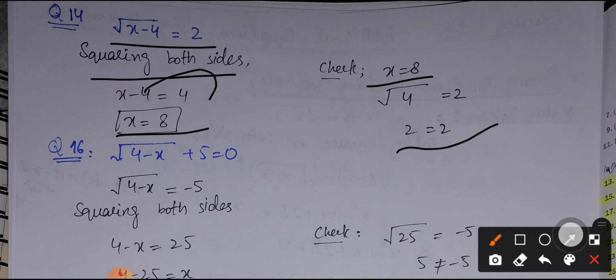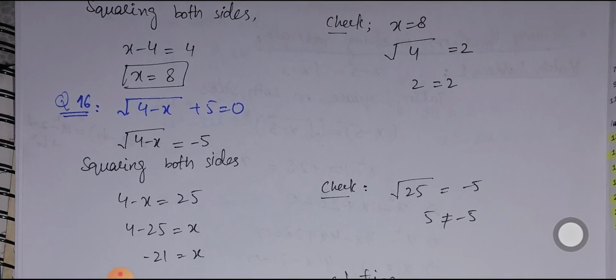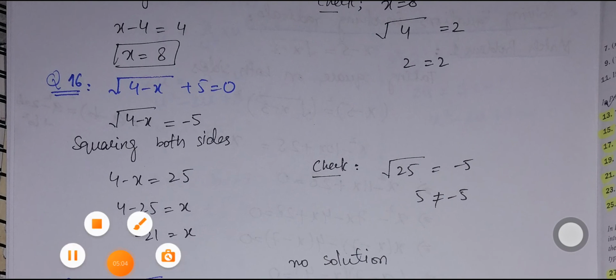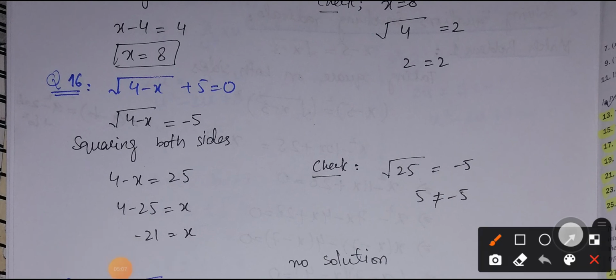Then we have question number 16. Square root of 4 minus x plus 5 is equal to 0. Now you can see that we can take square on both sides, but before that we have to shift this minus 5 on the right hand side. Why is it important to shift minus 5 on the right hand side? Because if I take square on both sides of the equation in this form, what I'm going to have is 0 square equal to 0, so the right hand side will be 0.